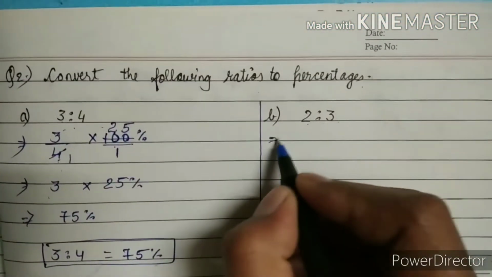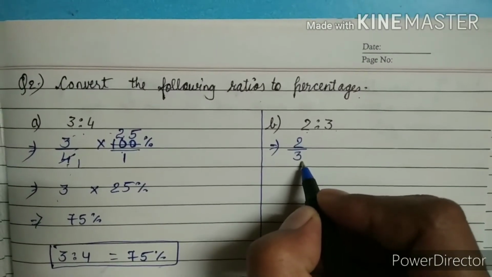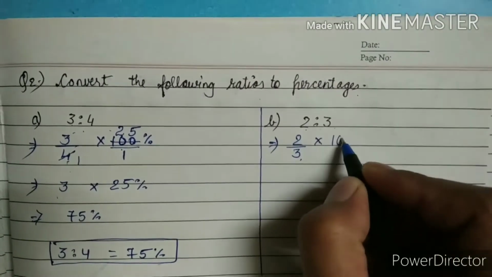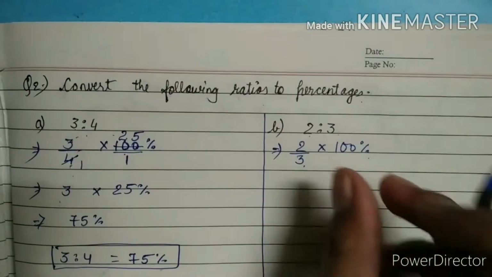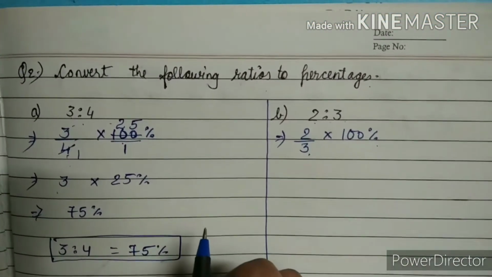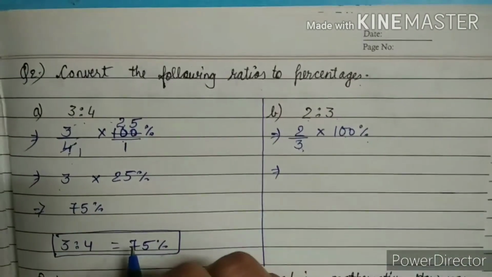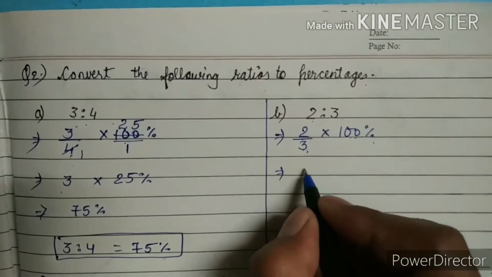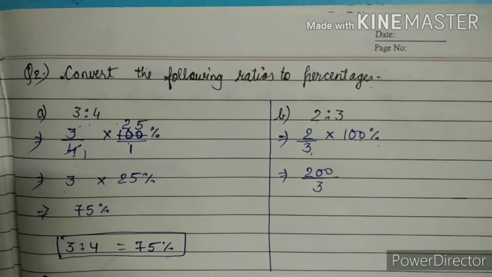Same as here, 2 by 3 will come in the form of a fraction. We have to convert it into a percentage. That's why we will multiply by 100 with percent. For putting percentage, we have to multiply by 100 with the percentage symbol. Now you can see we can't reduce 100 by 3. So what will we do? We will multiply 2 into 100, so it will give us 200 by 3.